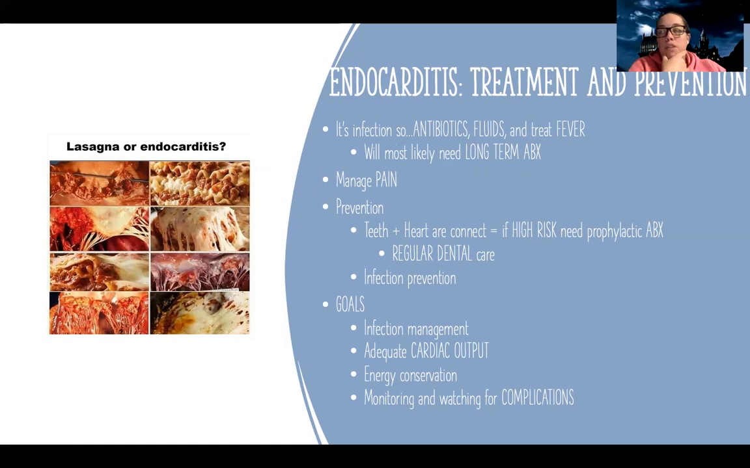Of course, first and foremost, if I can, I'd love to prevent infective endocarditis. We can prevent it by, like I was mentioning, the teeth and the heart are very closely connected. People that are really high risk, if I've already had infective endocarditis, if I have valve disease, if I already have heart disease, can be at high risk for getting infective endocarditis. So if I need to have dental work done, a lot of times if I'm high risk, they're going to give me prophylactic antibiotics to prevent me from going into infective endocarditis.